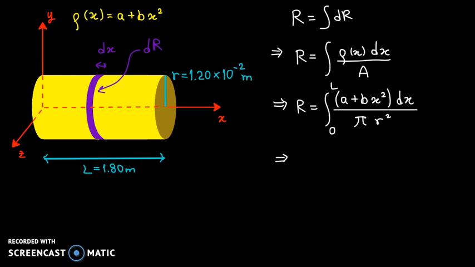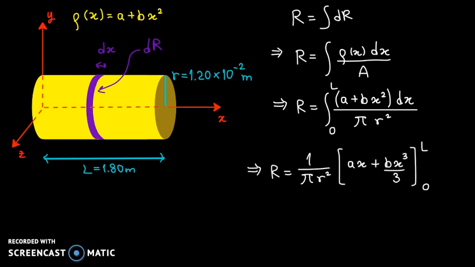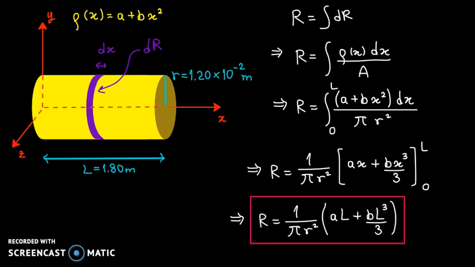I will also take this integral. It's just a polynomial with two terms, so fairly simple. The integral of a is a times x. The integral of b x squared is equal to b x cubed divided by 3. And this is what we get when we evaluate our integral at the upper and lower bounds.